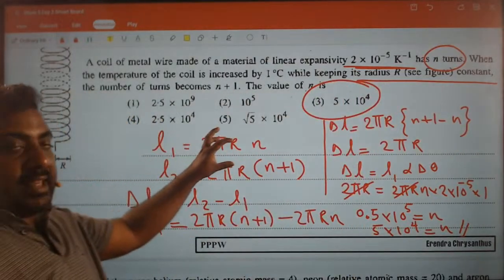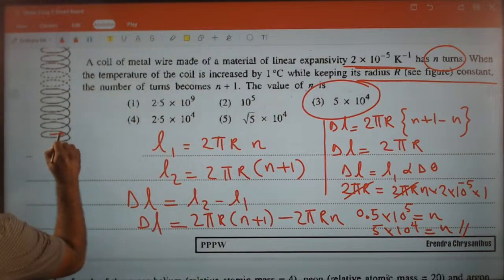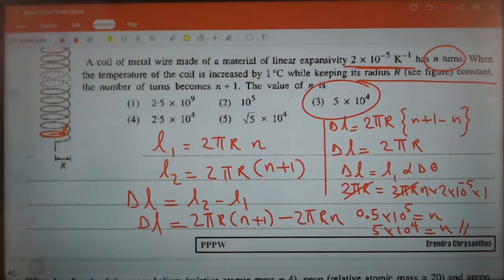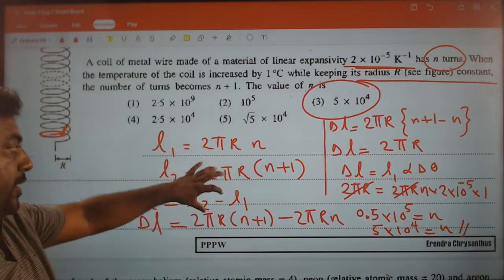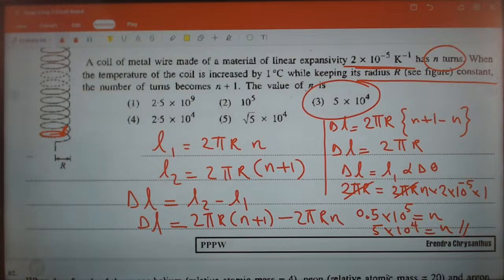So initial length is 2πr times n, where the radius is r. Final length is 2πr times n plus 1. The difference in that will be the expansion. Once you need it, carefully write it down.